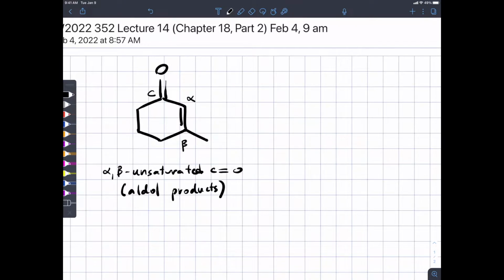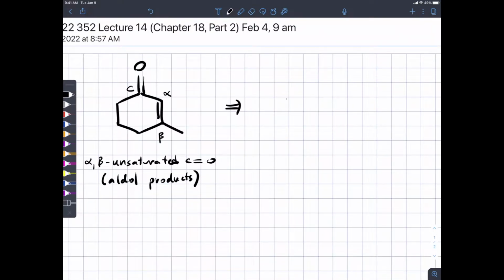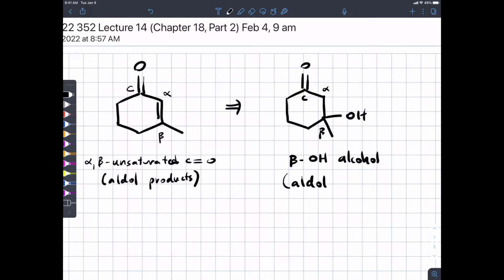In thinking backwards, sometimes it's helpful to think, okay, what was the intermediate immediately before this alpha-beta unsaturated carbonyl compound? Recall that we usually get these alpha-beta unsaturated carbonyl compounds from the corresponding beta-hydroxy carbonyl compound. And the beta-hydroxy carbonyl compound is also an aldol product.